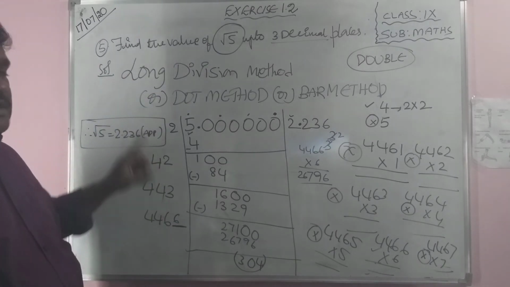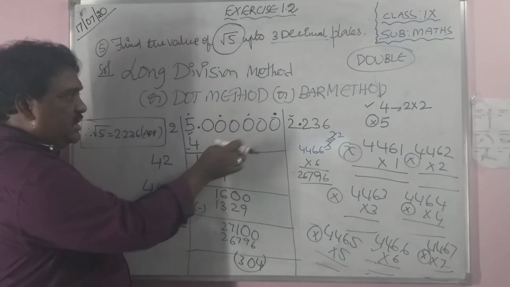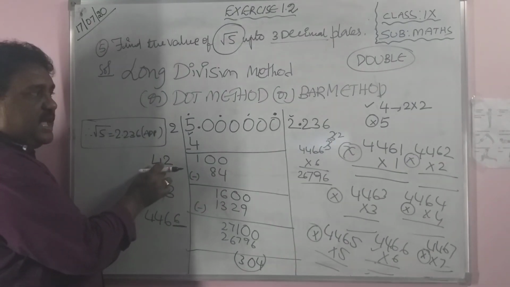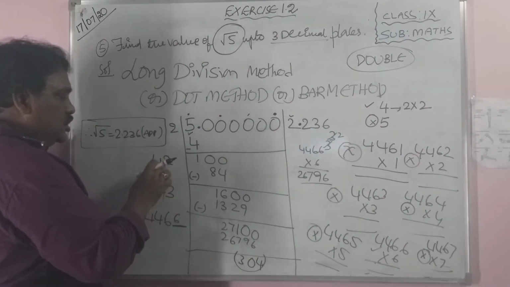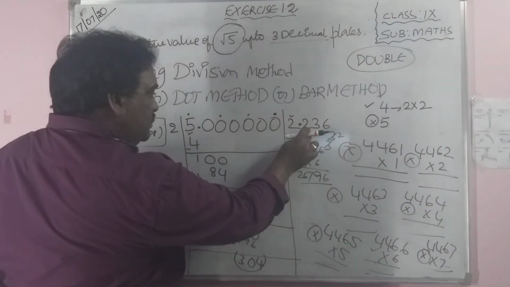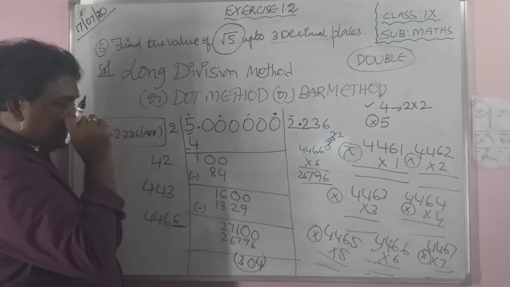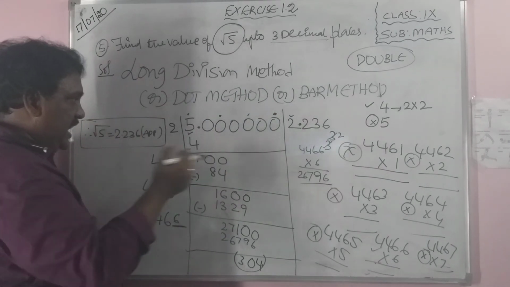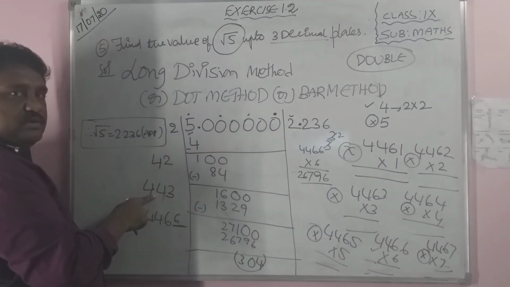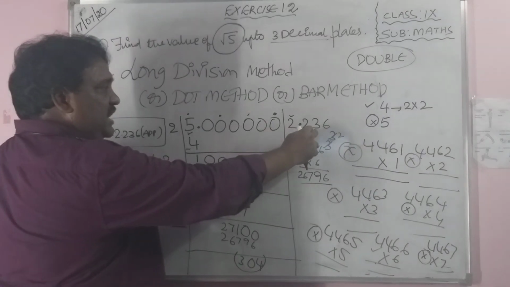First number 5. 2 2s are 4. Remainder 1. Two zeros down. Double. That word is important. 2 becomes 4. Then I did rough work for you. 42 into 2 is 84. Remainder 16. Two zeros down. Then again double. 22 double 44. Write 3 here also.